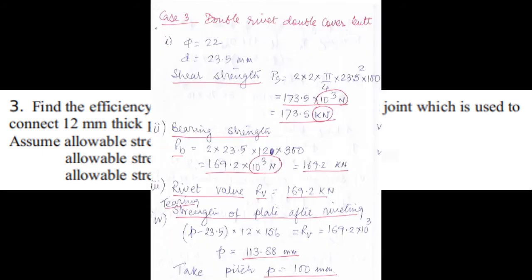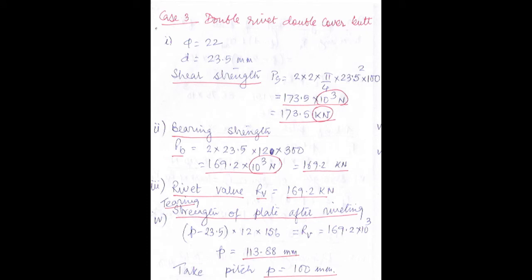So this I have named as case number 3, that is double rivet, double cover butt joint. So phi is 22. So D will be what? 23.5. Shear strength of the rivet will be, here you see that it is double rivet, double cover. So it will be 2 multiplied by 2 into pi by 4 into D square into tau VF. Correct? This gives out to be 173.5 kilonewton.